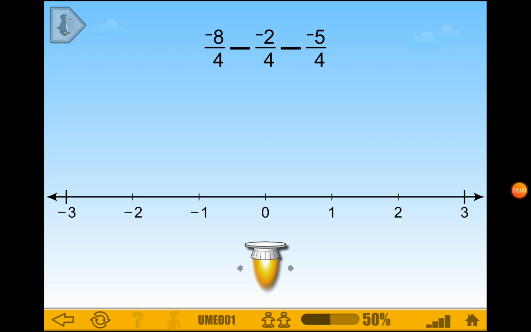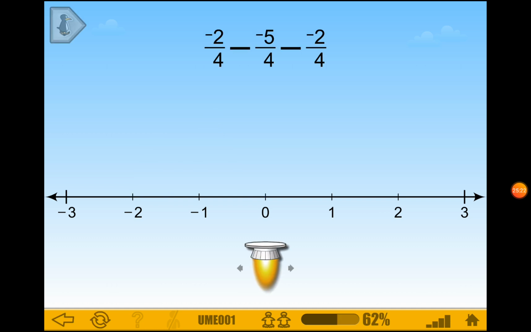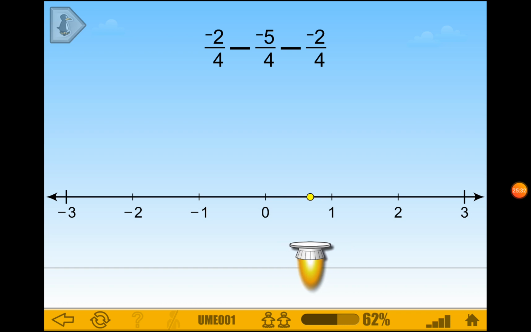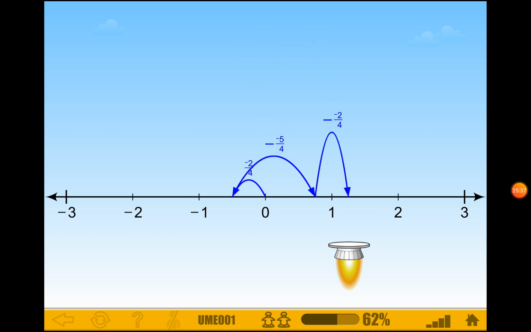Now we have the negative times negative is positive. So we have negative 8 plus 2 is negative 6. Negative 6 plus 5 is negative 1. So this is negative 1 over 4. Okay. Now we have negative 2 plus 5 is 3 over 4. And then 3 plus 2 is 5 over 4. So 1 4, 2 4s, 3 4s, 4 4s, 5 4s. That's pretty much in the middle, I think. Yep.